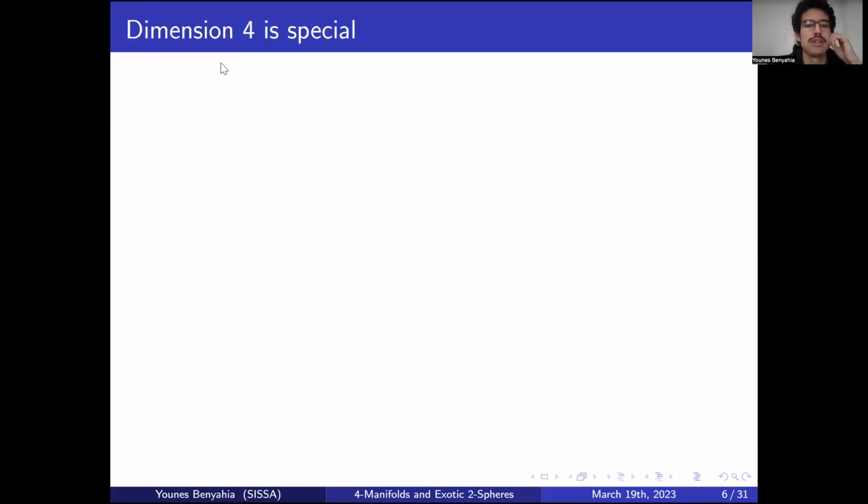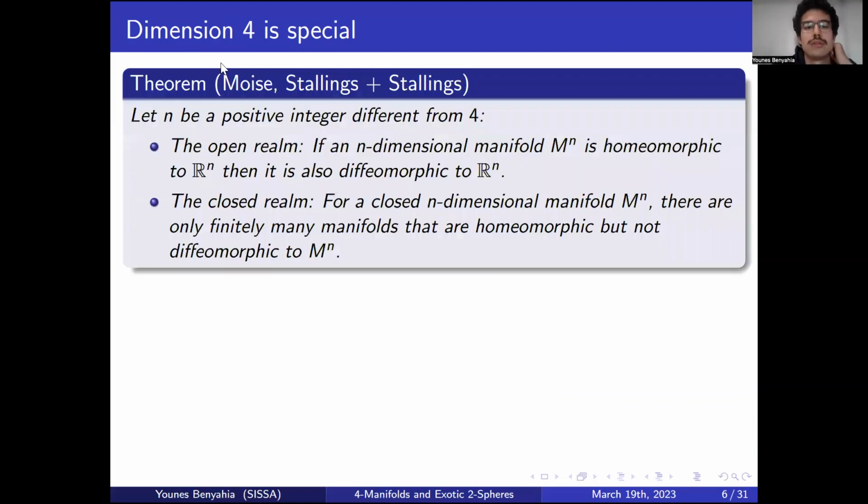So now how is dimension 4 special? In what sense is dimension 4 special? So dimension 4 has a lot of exotic phenomena. We mean the following, for example. For n a positive integer different from 4, for all dimensions different from 4, we have that in the open realm, if an n-dimensional manifold is homeomorphic to Rn, then it is also diffeomorphic to Rn. By this, we mean Rn has a unique smooth structure. So if you take a topological Rn, it's also a smooth Rn.